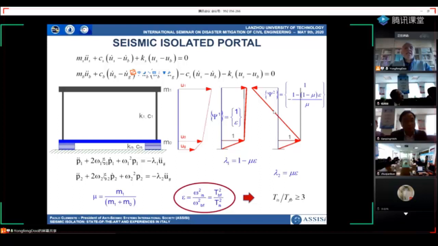The physical and the mathematical principle of seismic isolation can be easily understood with a single degree of freedom, such as the portal in this slide.